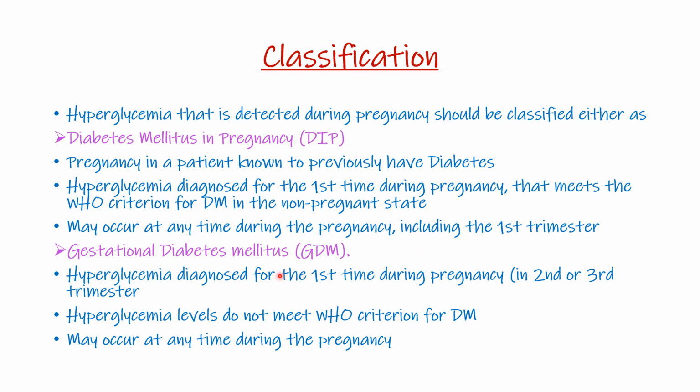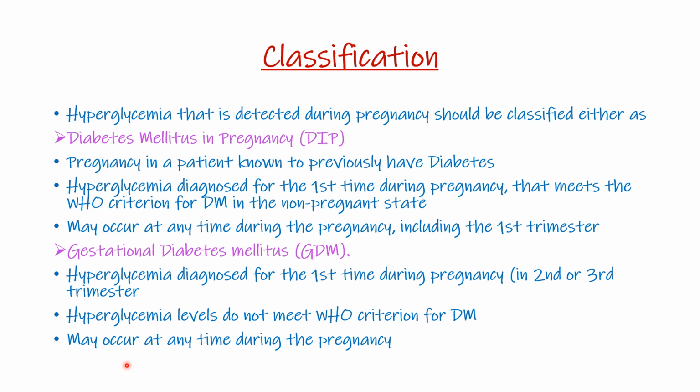So gestational diabetes is the other classification. This is hyperglycemia first diagnosed for the first time during pregnancy, and it is most common in the second and the third trimester. The hyperglycemia levels do not meet the WHO criterion for DM and may occur anytime during pregnancy. So just hold on to the second point. I'm going to explain them very carefully.